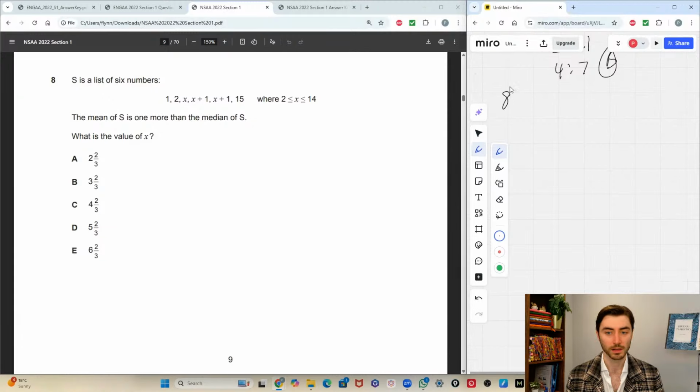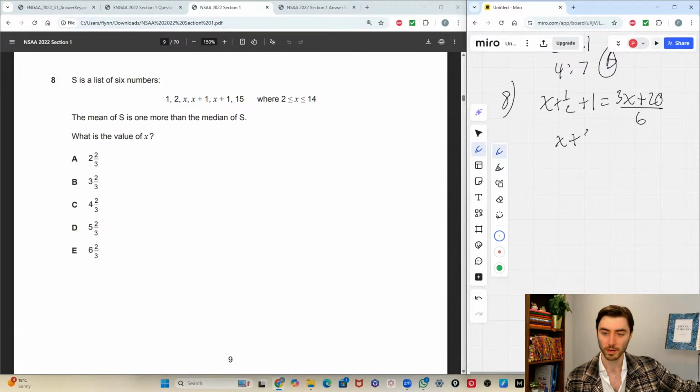Okay, so 8, a list of 6 numbers. The mean of S is 1 more than the median of S. So the median is going to be the average, so it's going to be x plus a half. That's the median. So if I add 1 to the median, I'm going to get the mean. And the mean is 3x plus 1, 2, 3, 4, 5, 20, all over 1, 2, 3, 4, 5, 6.